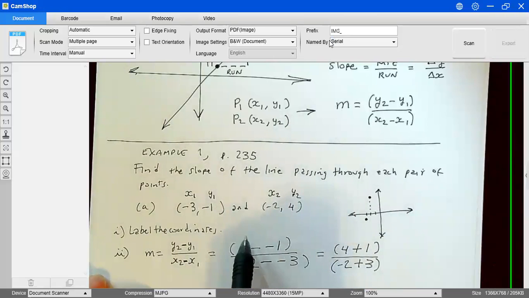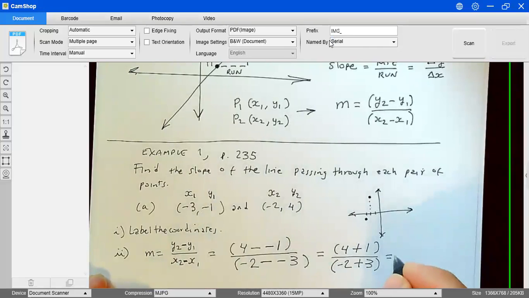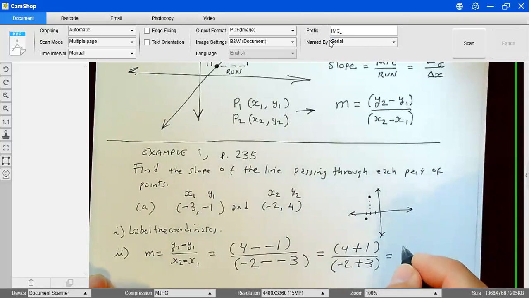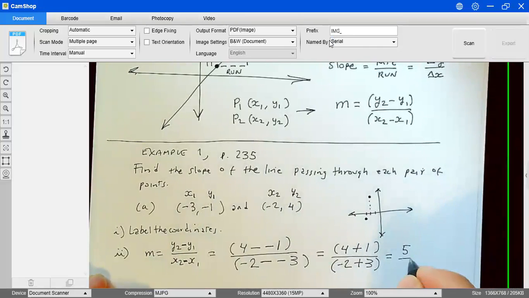So this is the important thing. That's where the students make most of the mistakes, is when they are not taking care of the negative sign that comes with the formula, and also that there are negative signs that come with the coordinates. So now you're going to get 5 here, and -2 plus 3 is going to be +1. So the final answer is 5.